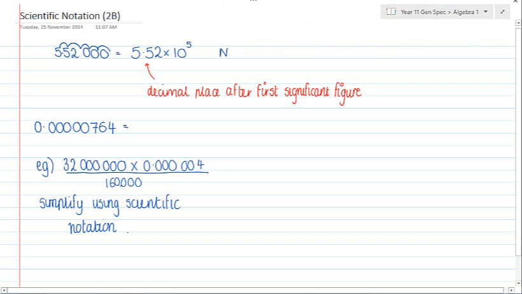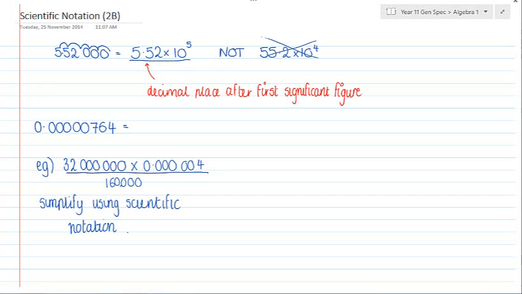Okay, we don't usually write them as, say, 55.2 times 10 to the power of 4. It's just a convention, just so that we can compare numbers when they're written in standard form.